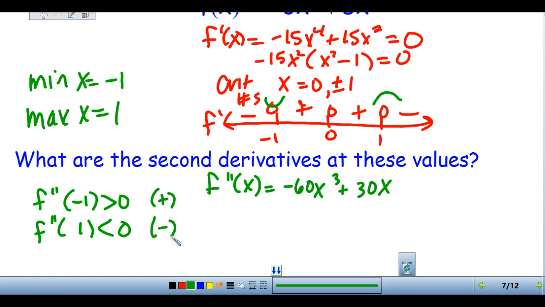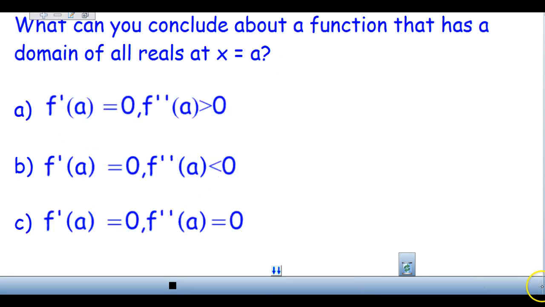We said that there was a relative minimum at x equals negative 1. Well, at a relative minimum, I would expect the function to be concave up. At a relative maximum, I would expect the function to be concave down. So I hope that these ideas go well together. In fact, the second derivative can be a good way to prove an extrema rather than talking about increasing or decreasing. So let's try to solidify some of these details.